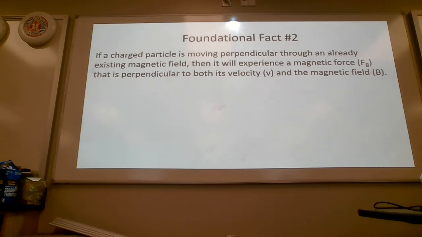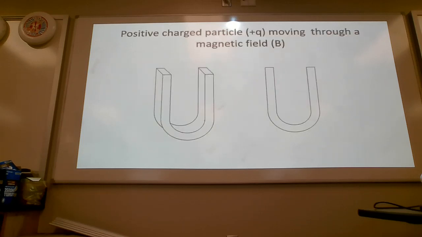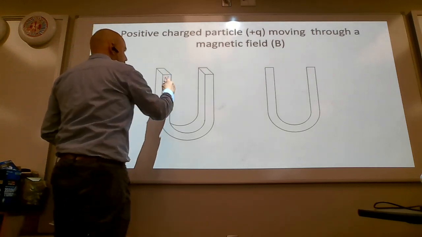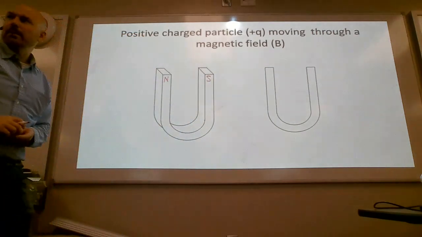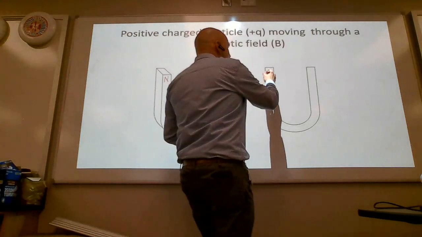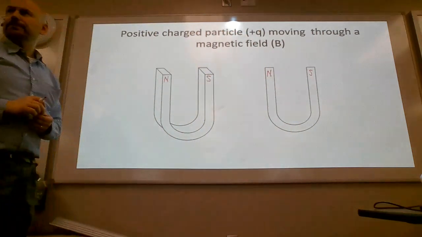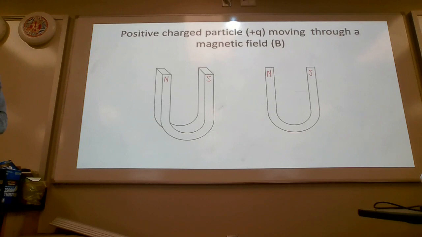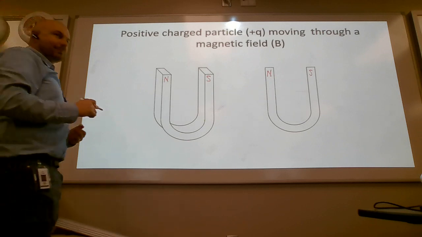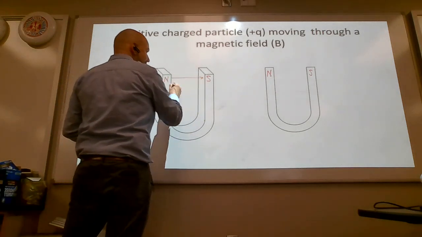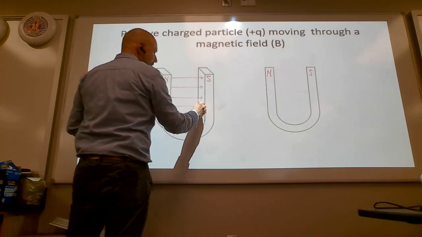So let's figure out what in the world that's talking about. If you were drawing this, I would just do the 2-dimensional version. Let's say we have a horseshoe magnet. And the magnetic field between the uprights looks like what from your magnet lab? Out of north and into the south. Good with that?